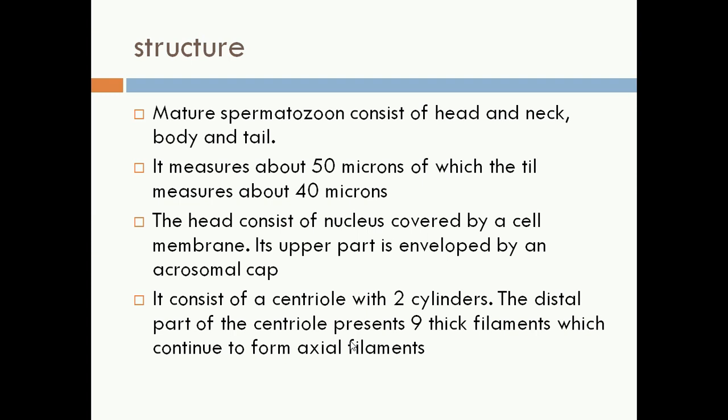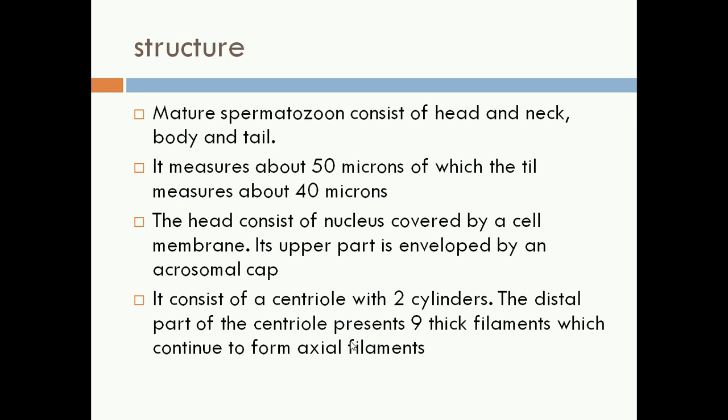The centrioles are the place where the cell divisions happen. The centriole is the site for cell division, isn't it? So the centrioles are located within the head, and the distal part of the centriole presents 9 filaments which continue to form axial filaments. So the head consists of the centrioles along with the nucleus, because the centrioles will always be located within the nucleus, and the centrioles will help in cell division.